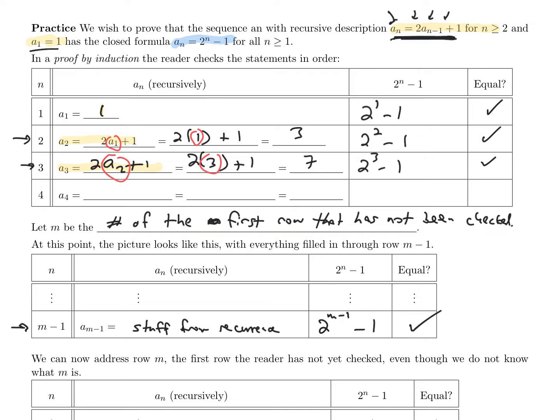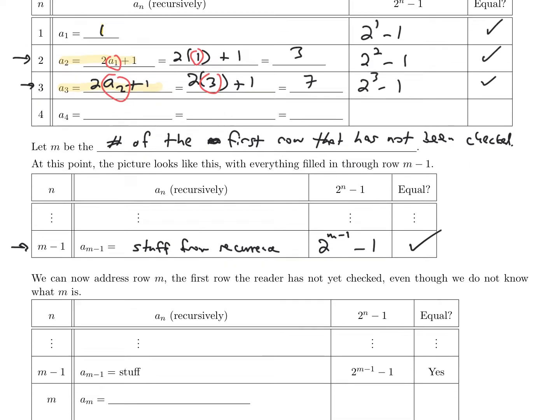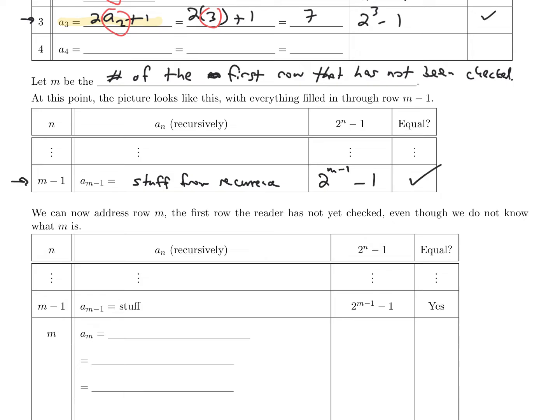Because again, just to make sure it's clear, if m is the number of the first row that hasn't been checked, then this row, the one before, has been checked. So whatever I got here is equal to that. So now I'm ready to check row m.